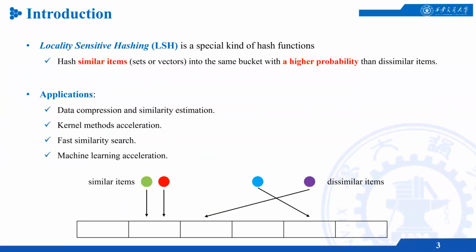Locality-sensitive hashing, also referred to as LSH, is a special kind of hash function. It hashes similar items into the same bucket with a higher probability than dissimilar items. They can be used in many applications. For example, data compression and similarity estimation, kernel methods acceleration, fast similarity search, and machine learning acceleration.